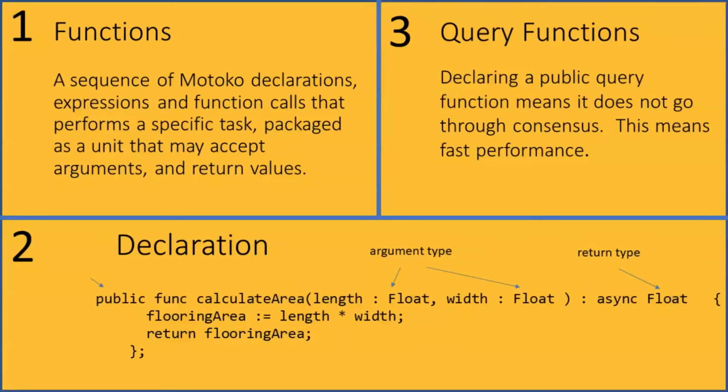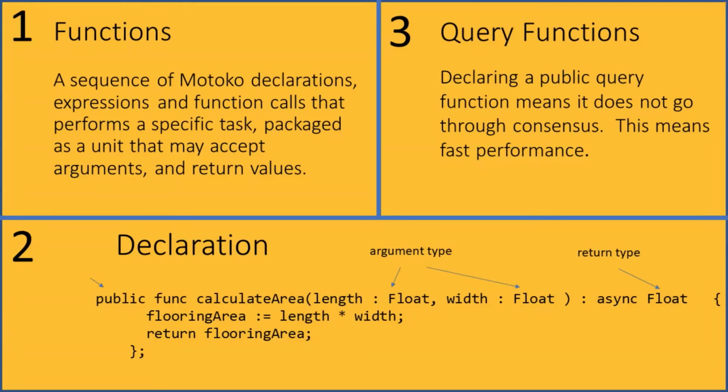Let's pause the coding for a moment and look at the function declaration. Functions are a way to package up the logic and to perform a task as a unit. Functions can be public, which are exposed and accessible outside of the canister, or they can be private for use only within the canister. Using the public reserve word makes it public. And if you do not put the public reserve word, the function will only be accessible internally.